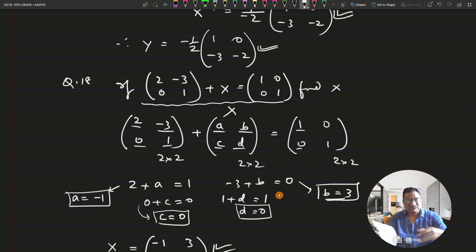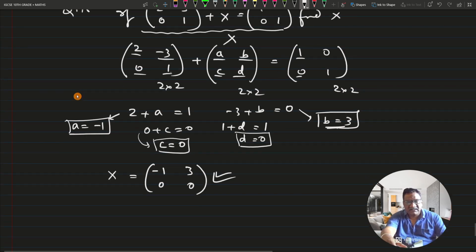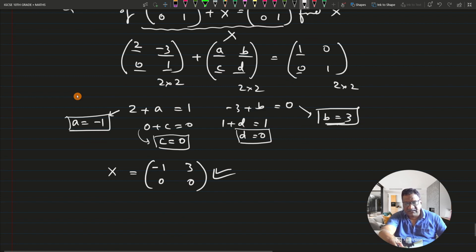Okay, so I don't know, but the answer behind, it is given here for D, it is given as minus 3 somehow, but I have verified it, and I'm getting D is equal to 0. Okay, so this question number 18, the answer behind the book, it is given as X is equal to minus 1, 3, 0 and a minus 3.